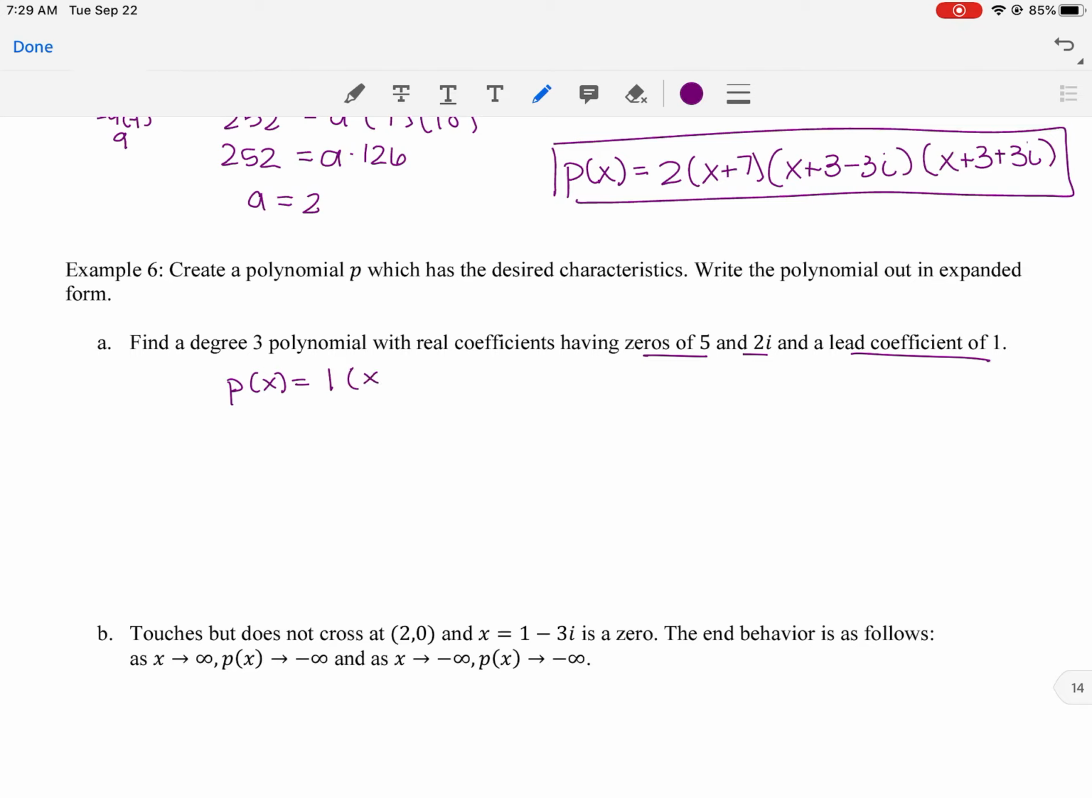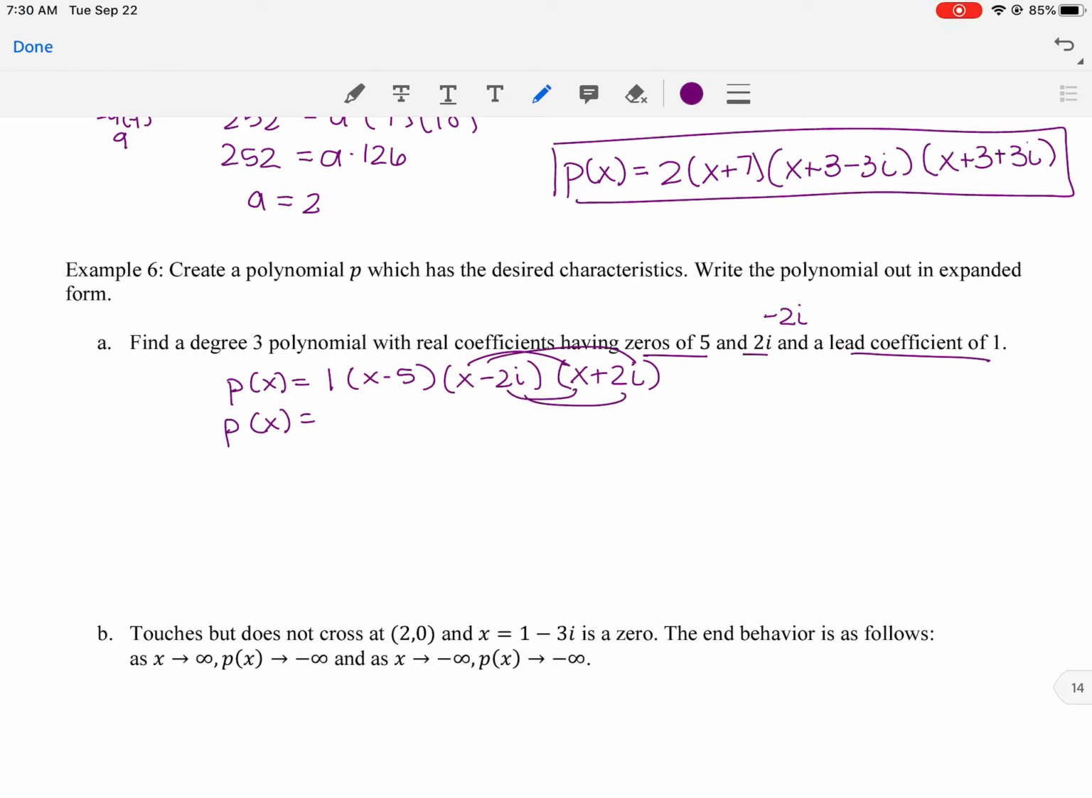A 0 of 5 means x minus 5. A 0 of 2i is x minus 2i. Notice, though, we're not to degree 3 yet. So you got to remember, hey, if you got positive 2i, I also have negative 2i. So that's x plus 2i as a factor. Okay. I highly suggest in all these examples that you start by taking care of the imaginary part because it comes a lot nicer when you multiply it out.